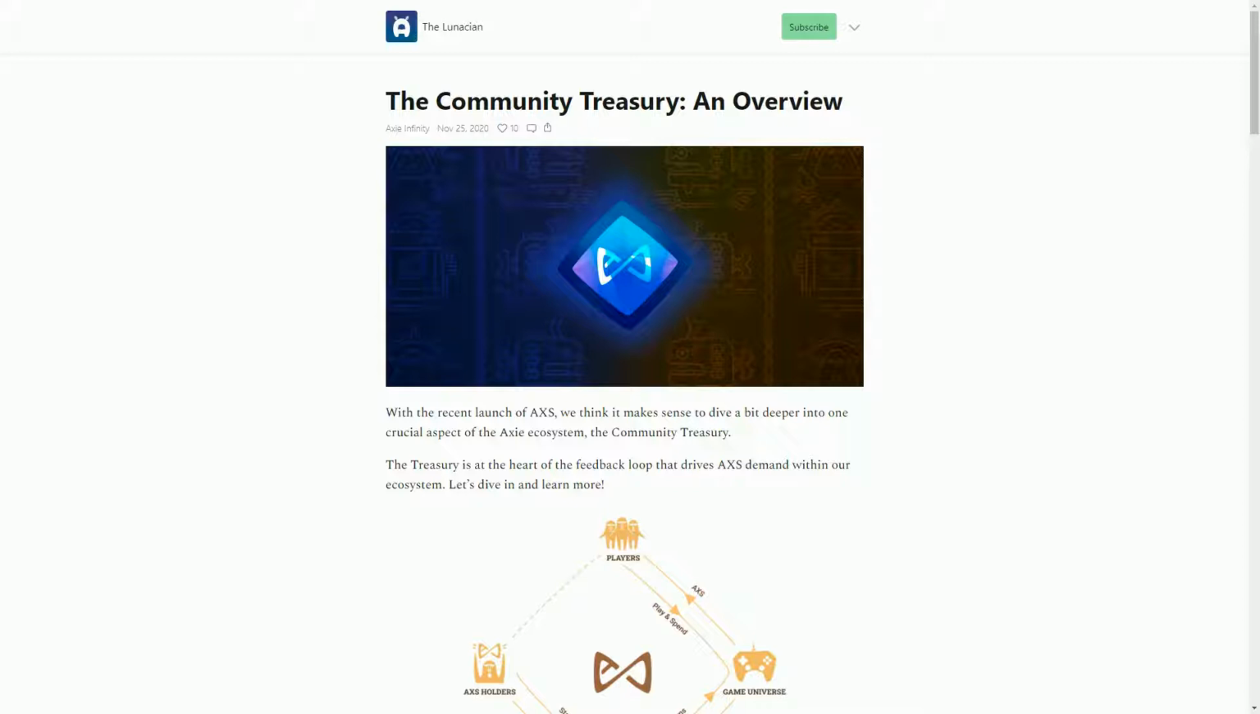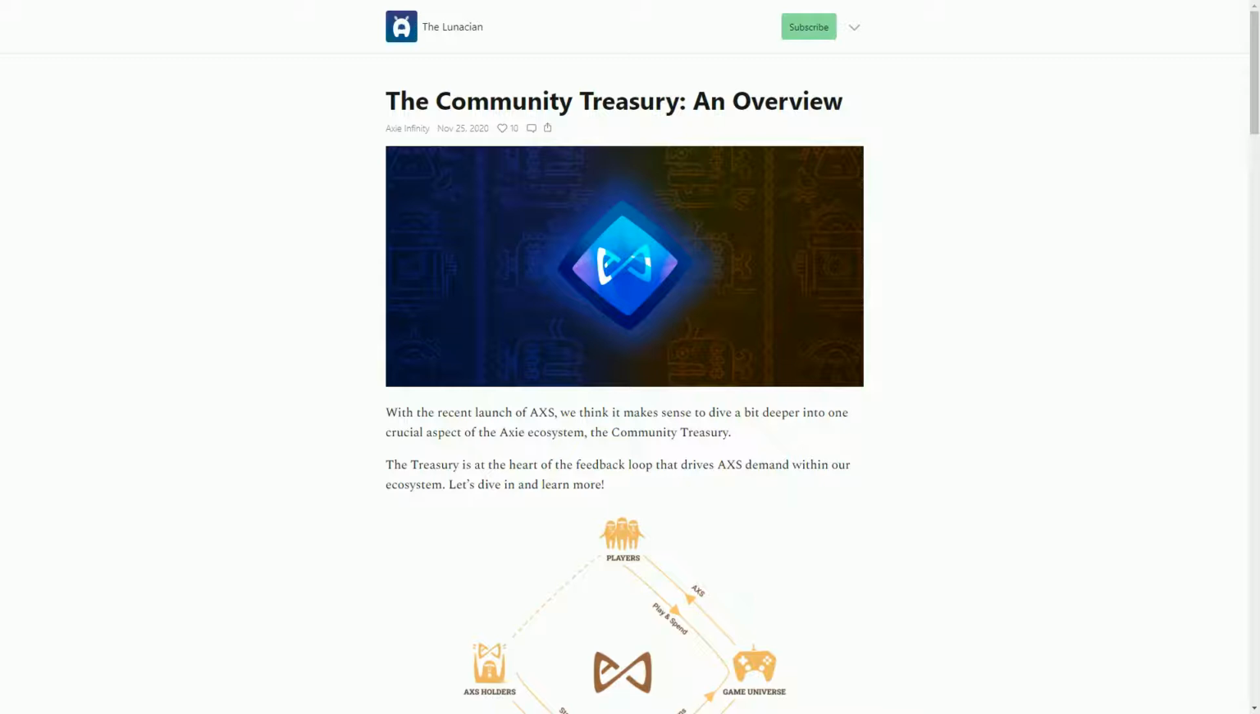So this is actually a pretty old blog post now from Axie Infinity, and I kept meaning to do it, and I've never got round to doing a video about it. So apologies for that. It's now almost 2 months old. This is from November 25th, 2020. But this is looking at the Axie Infinity token, the AXS token.